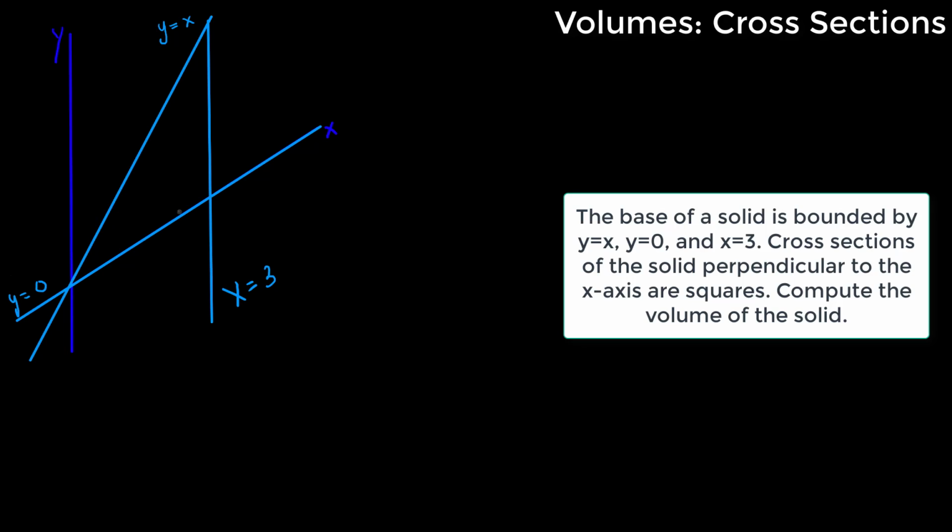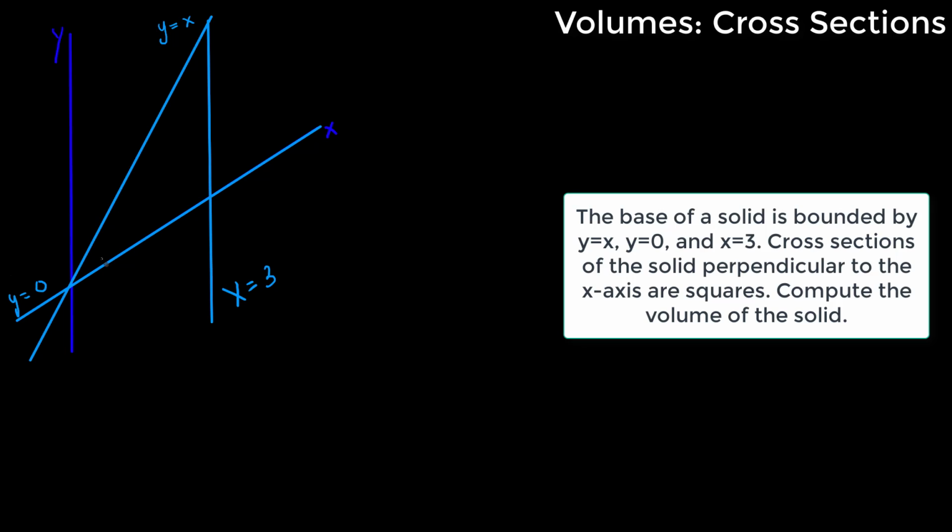So they stated that cross-sections perpendicular to the x-axis are squares. So we're taking a look at the x-axis here. And if we were to look perpendicular, since the x-axis is going left-right, perpendicular means up-down. So if we're looking at cross-sections perpendicular to the x-axis, this is exactly what we should see.